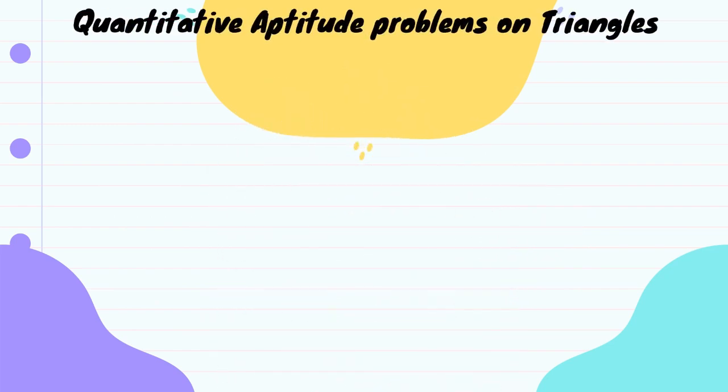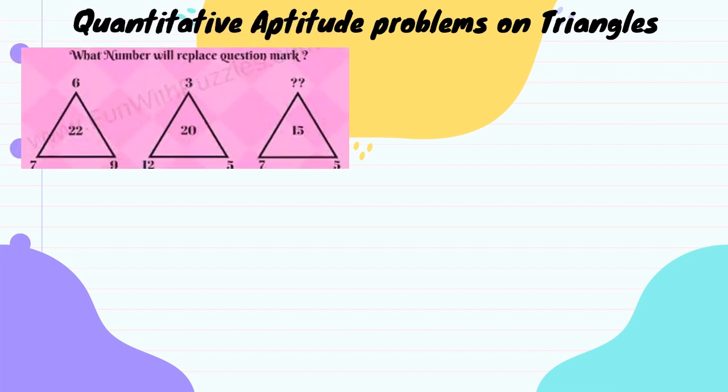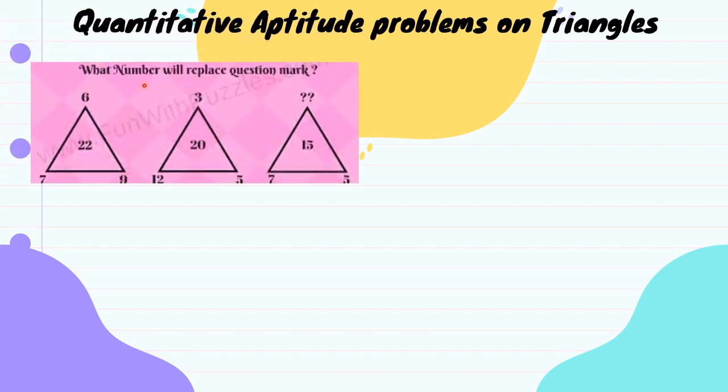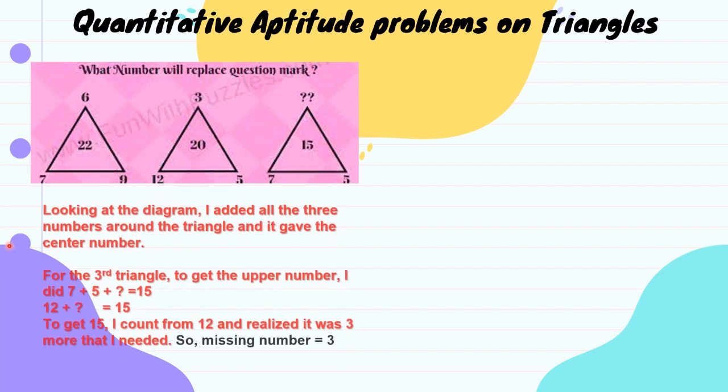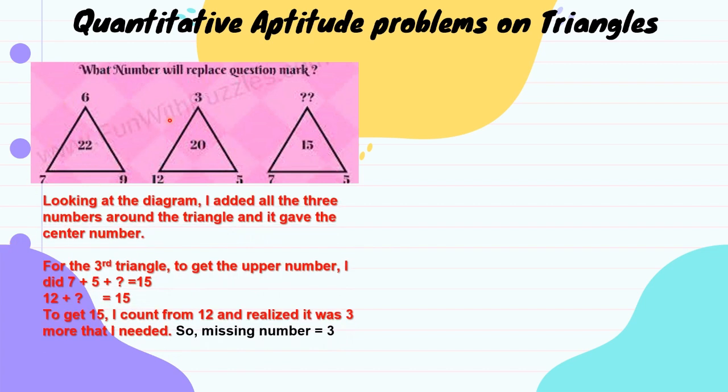Also, we are still on quantitative aptitude problems on triangles. Look at this question. What number will replace the question mark? I look at this diagram. I had to think. That's why it's called quantitative reasoning. I checked how these 3 numbers achieve the middle number. Looking at the diagram, I added all the 3 numbers around the triangle and it gave the center number. 6 plus 7, 13, plus 9, 22. 12 plus 3, 15, plus 5, 20.